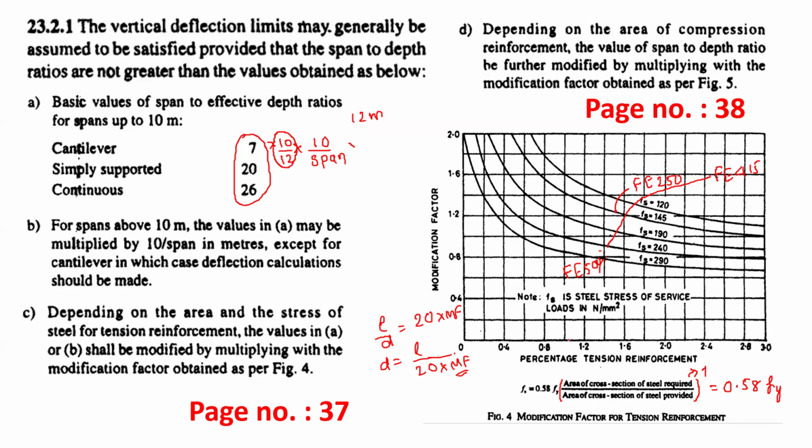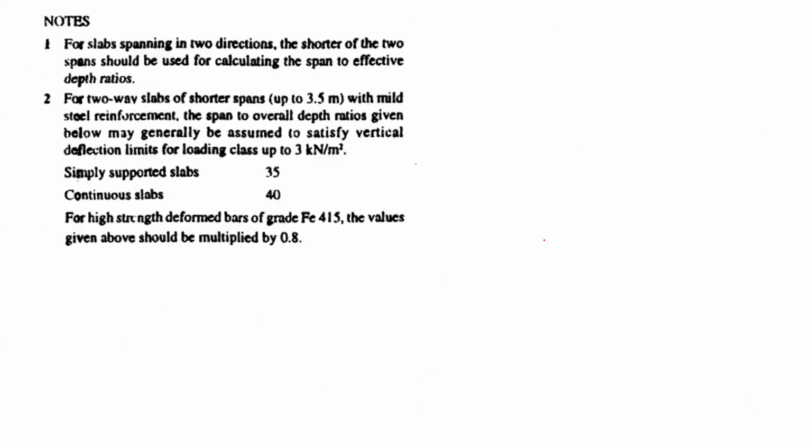But generally, we consider reinforcement up to 1%. We are not going much more than that. So the value of the modification factor is generally considered as 1.4, and then we solve the problems. If it is Fe 500, you can go a little less, also 1.2, and likewise. Then we have the second clause, for two-way slabs, and for two-way slabs we can use this up to 3.5 meters with mild steel reinforcement.